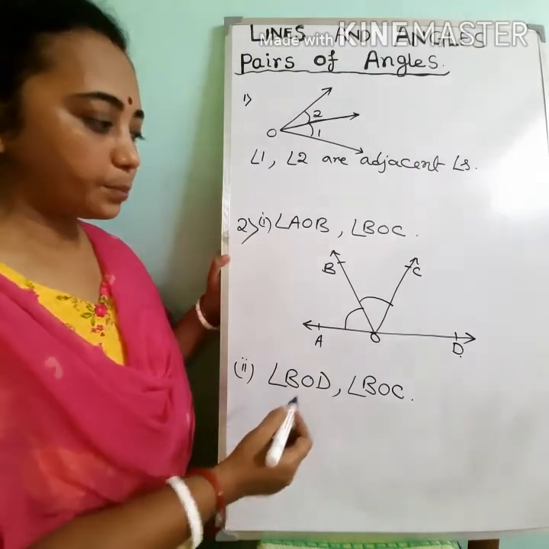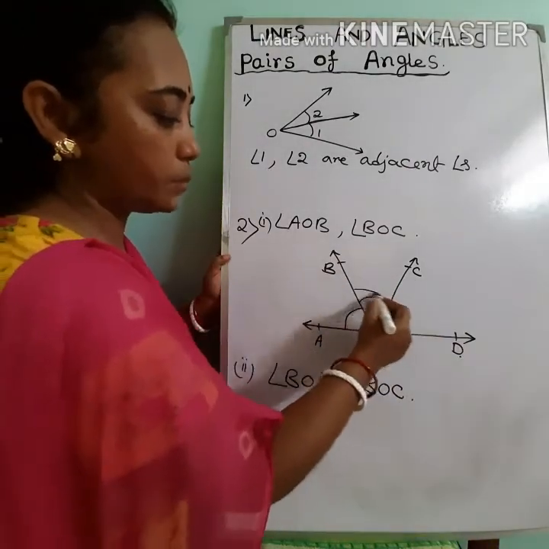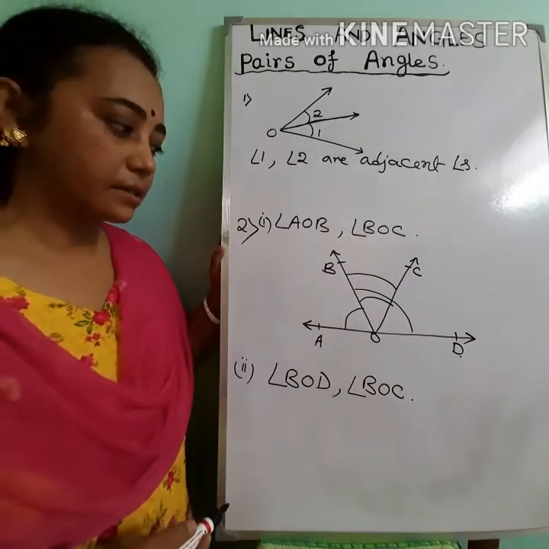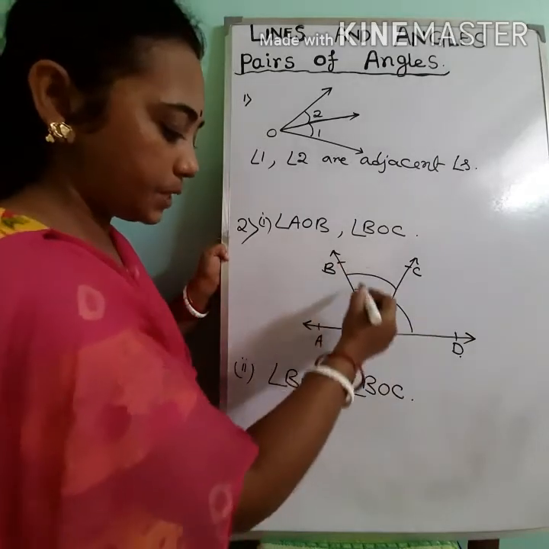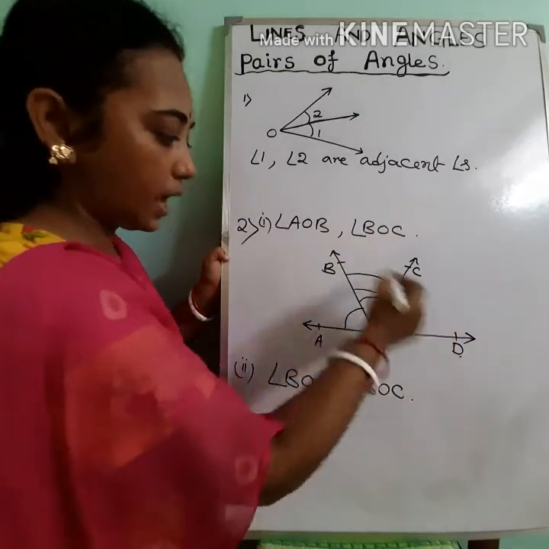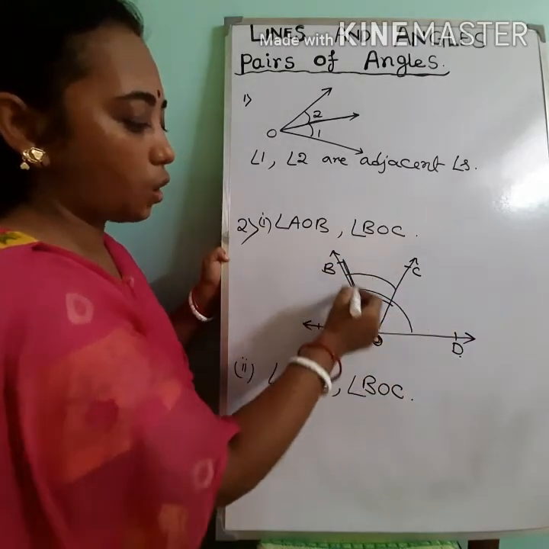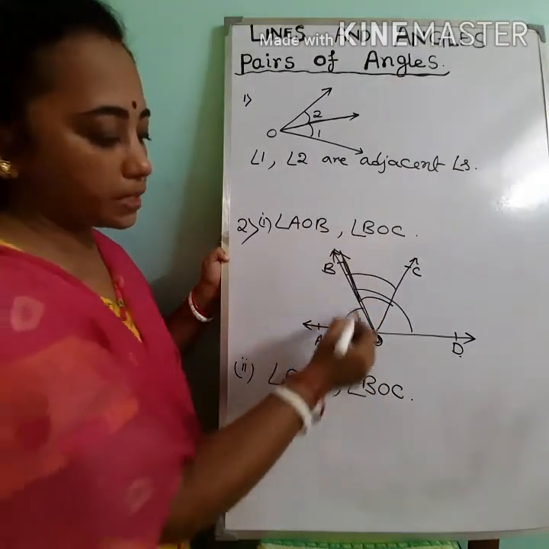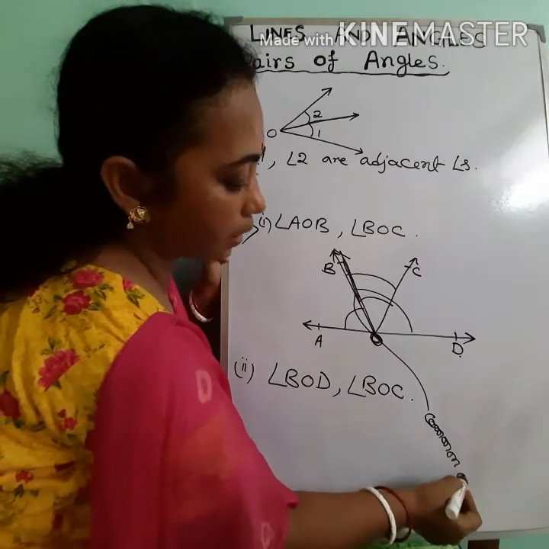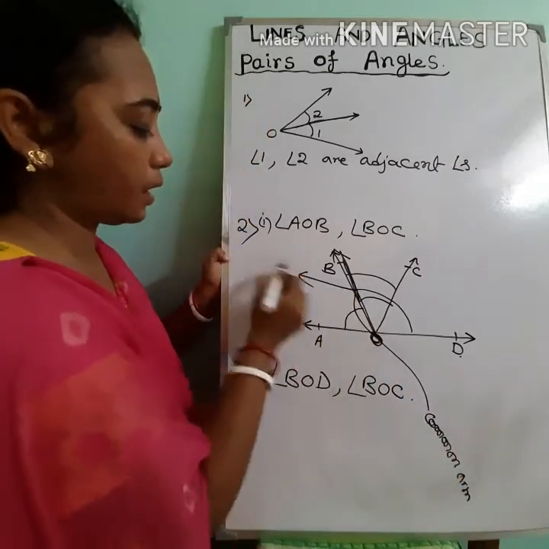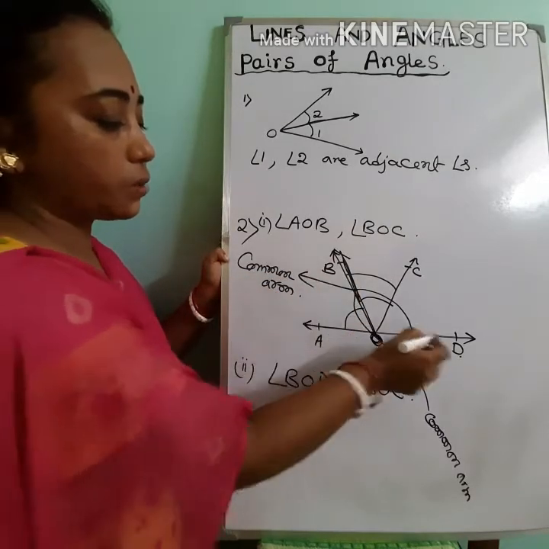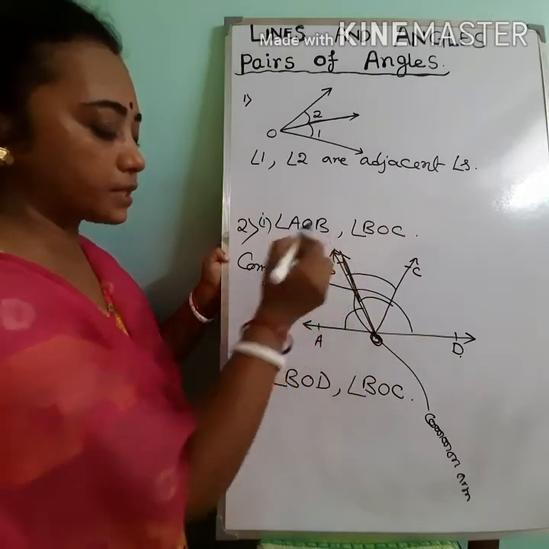But consider another example, BOD. BOD means this angle and BOC means this angle. Are these two angles adjacent angles? BOD and BOC, they have a common vertex, that is O, and OB is the common arm. So in this case, OB is the common arm. So in these two angles, O is the common vertex and OB is the common arm.